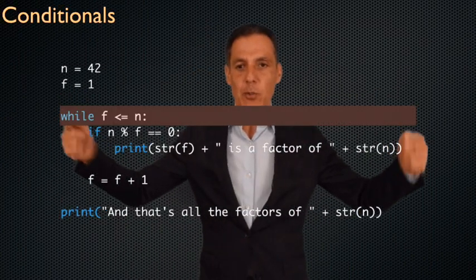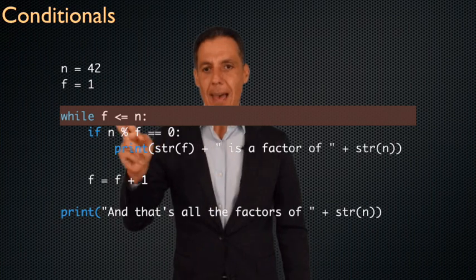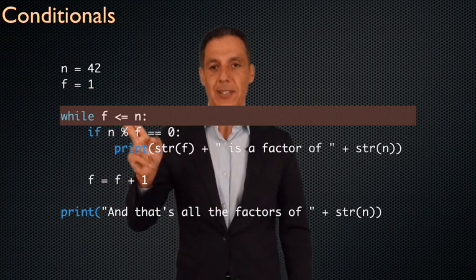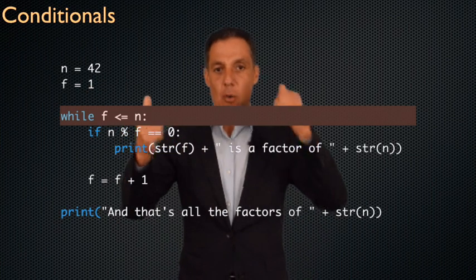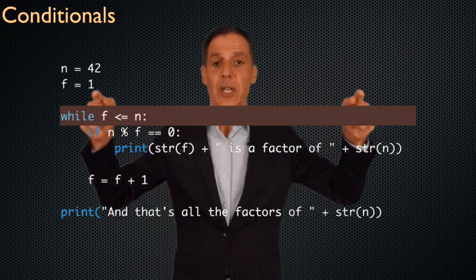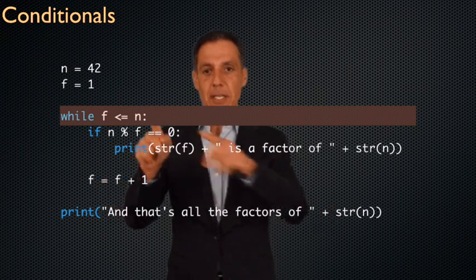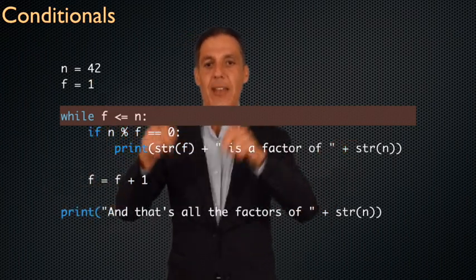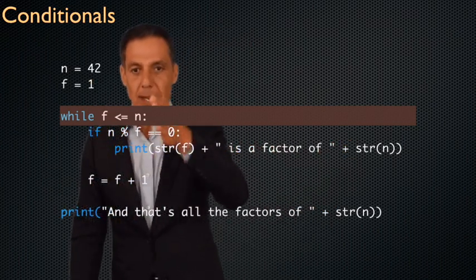Here's my while loop. So what am I doing here? I'm saying while F, that's 1 initially, is less than or equal to N. So I'm going to go 1, 2, 3, 4, 5, 6, 7, 8, all the way up to 42. And once I hit 42, I do one more iteration of the loop. Be careful with the edge cases there. And then I'm out. Remember, again, you've got the colon on the while loop.